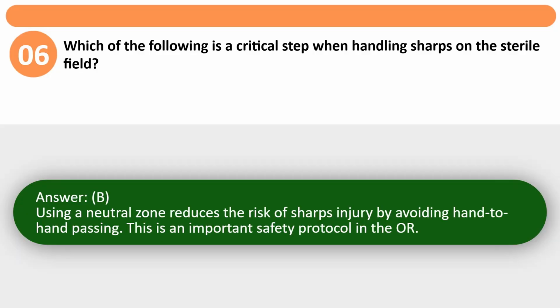Answer: B. Using a neutral zone reduces the risk of sharps injury by avoiding hand-to-hand passing. This is an important safety protocol in the OR.